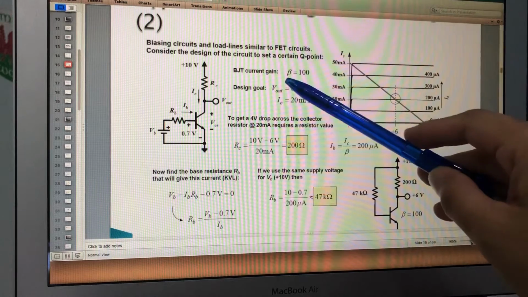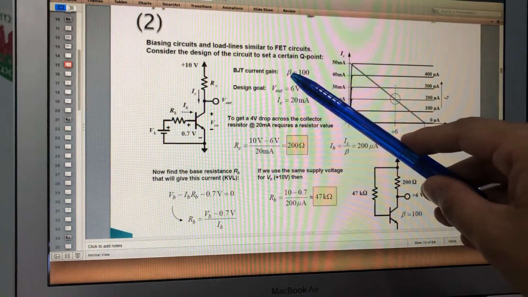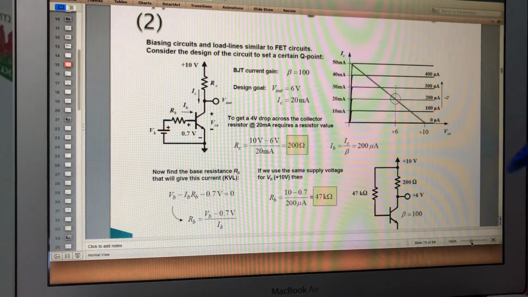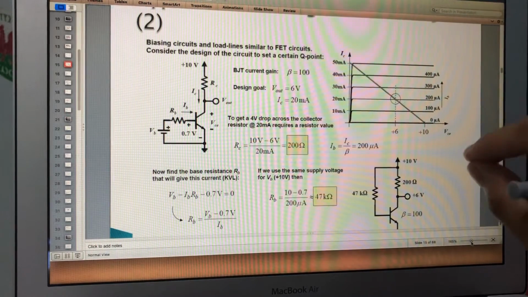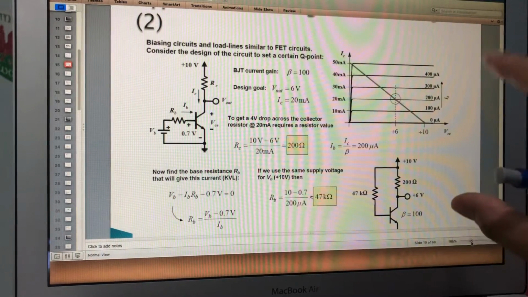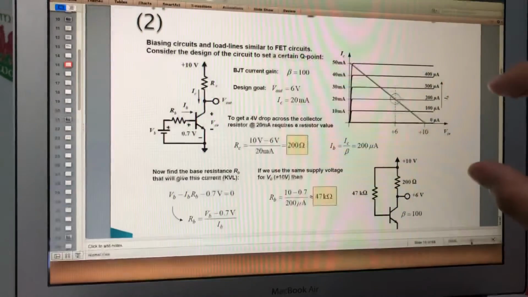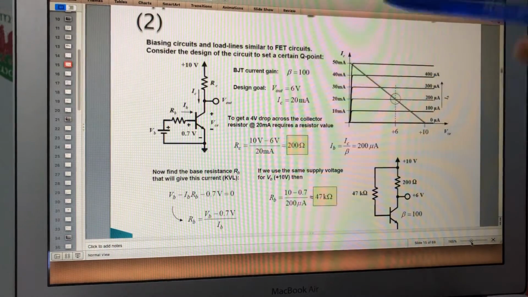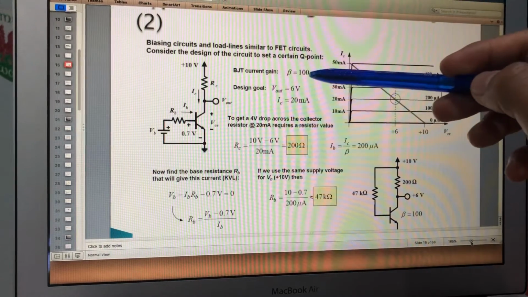This is the small signal current gain. Because we are studying microelectronics, we are dealing with small signals. That's why this subject is called microelectronics circuit analysis and design, because micro means small. So we are dealing with small signals: milliamps, volts only, not amps. So the beta value is 100.